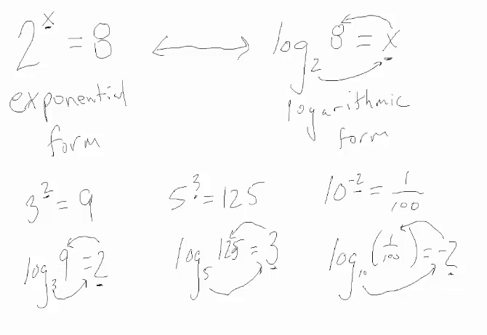Log base 5 of 125 means what exponent turns 5 into 125? Well, 5 to the third power equals 125. And then here, log base 10 of 1/100, what exponent turns 10 into 1/100? Well, 10 to the negative 2 is 1 over 100. So again, all the logarithm is an exponent, and it's the exponent that turns one number into another number. So generally, that's what we're dealing with when we're dealing with logarithms.